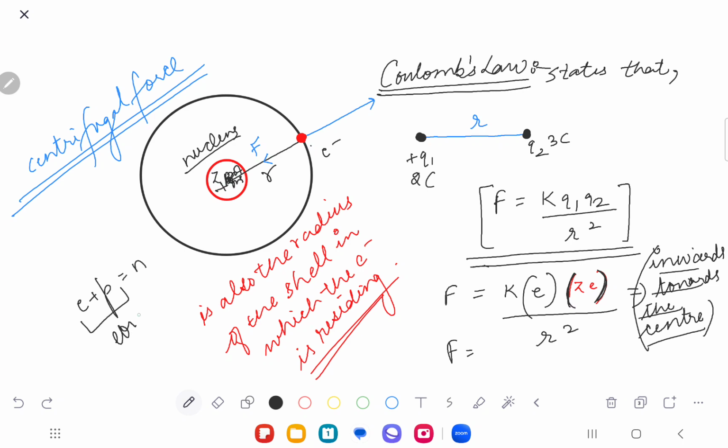And there a lot of energy would be produced. There would be sparks everywhere, but that's not happening. So, what is holding it in its place? There is an outward centrifugal force as well.